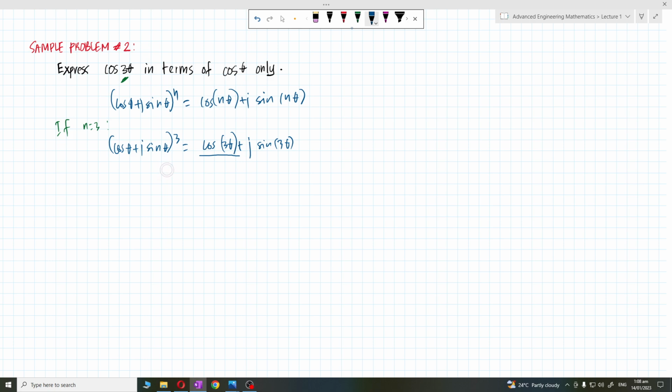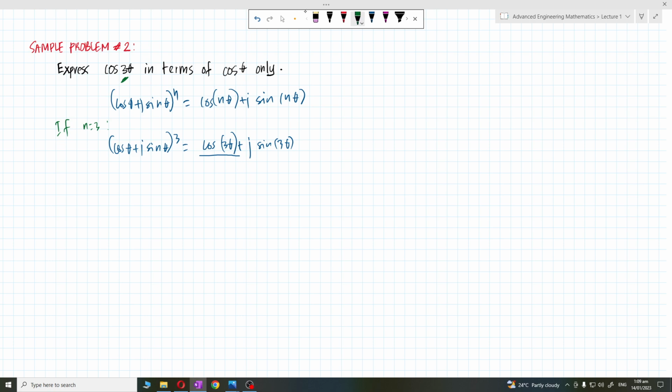Now, on the left side, we cannot use Moivre's theorem anymore, since we would just be repeating what we did on the right side. So you have no choice but to expand the left side by using an algebraic method. Remember the method for getting the cube of a binomial.